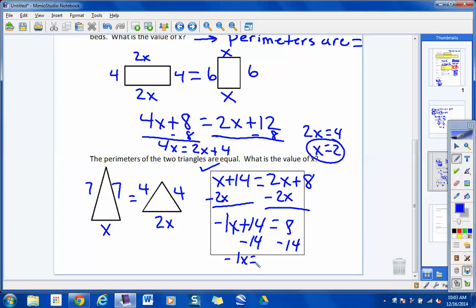What is 8 minus 14? It's positive 6, right? 8 minus 14 is positive 6, right? No, negative. Negative 6, right? Then I'm going to divide negative 6 by negative 1, in which case your solution will become 6. How many had 6? Awesome. Any questions? Good. Okay.